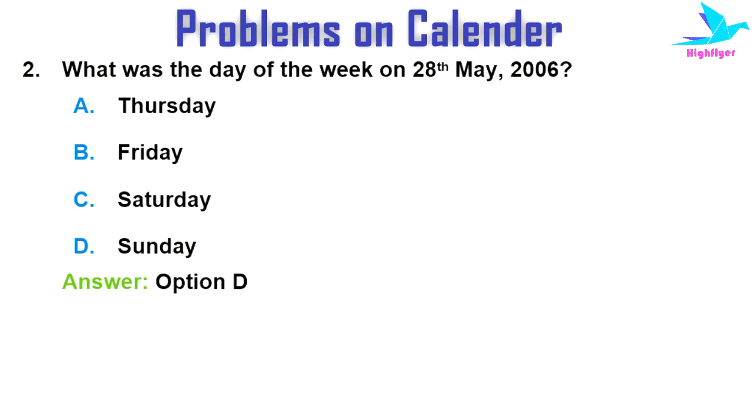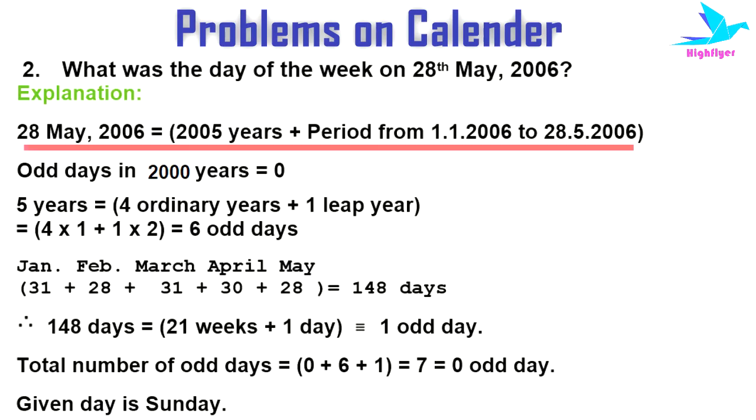Let's see how. Now 20th May 2006 equals the complete cycle of 2005 years plus the period from 1st January 2006 to 20th May 2006. Now, as we know, odd days in 2000 years equal 0. In fact, odd days in any multiple of 400 equal 0. So now we are left with only 5 years. 5 years equals 4 ordinary years plus 1 leap year. That is equal to 4 into 1 plus 1 into 2 odd days, that is equal to 6 odd days.